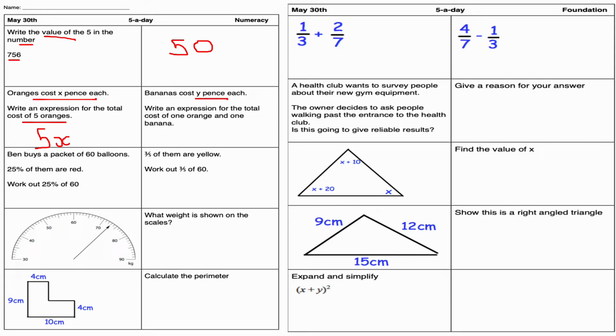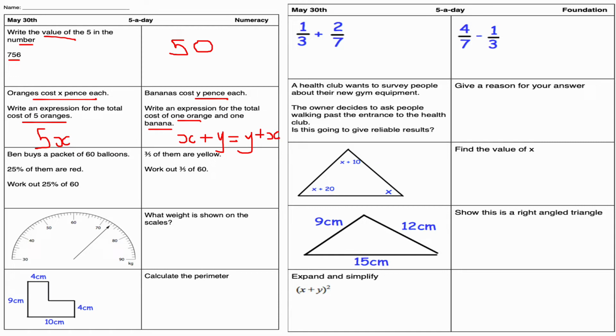Bananas cost y pence each. Write down an expression for the total cost of 1 orange and 1 banana. It will be x plus y or y plus x. Either convention is right. Either way, you can write it as x plus y or y plus x. And this is what I call an expression, because x and y can take any values. In our case, any value that is greater than or equal to 0, essentially.